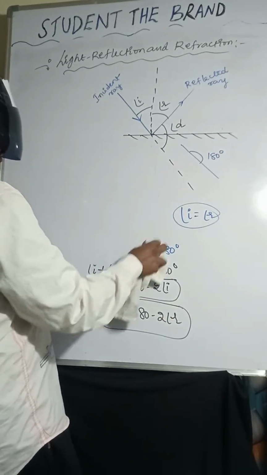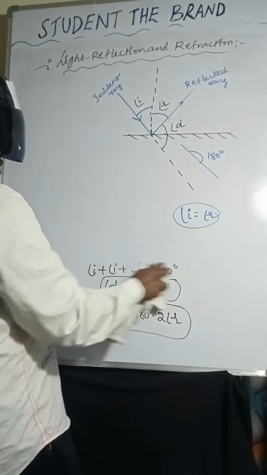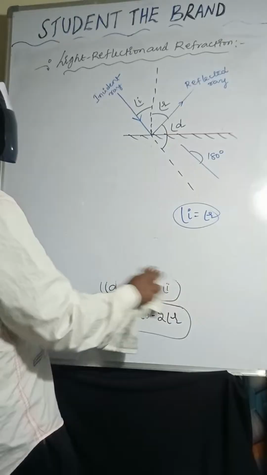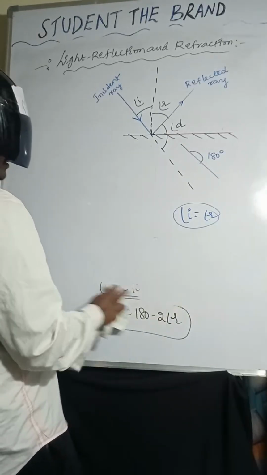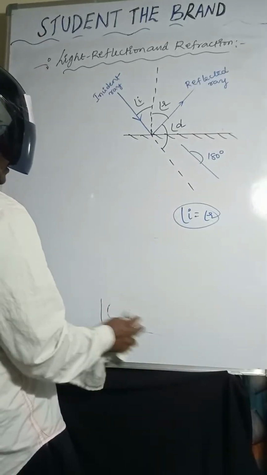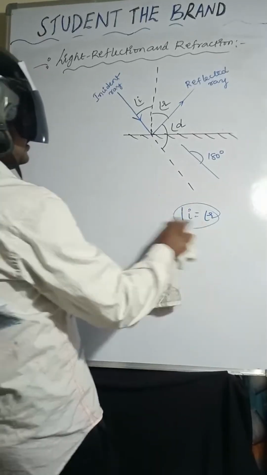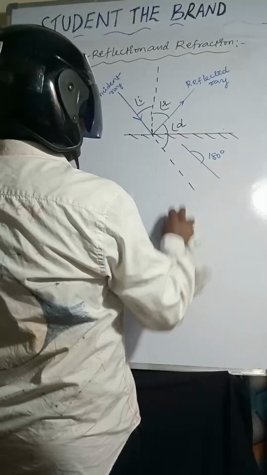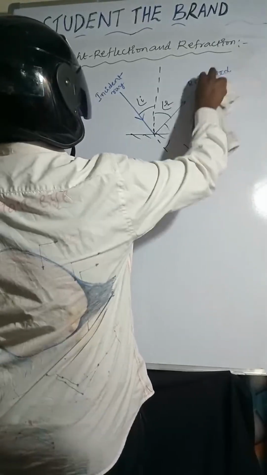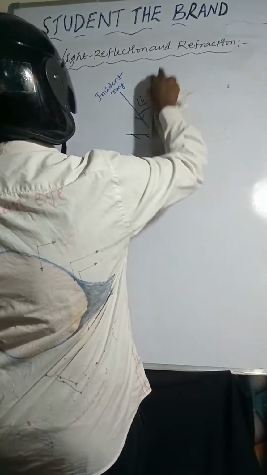Regular reflection and irregular reflection. So we'll discuss regular reflection and irregular reflection. Where will it take place? Regular reflection and irregular reflection, and the remaining chapters we need to discuss.